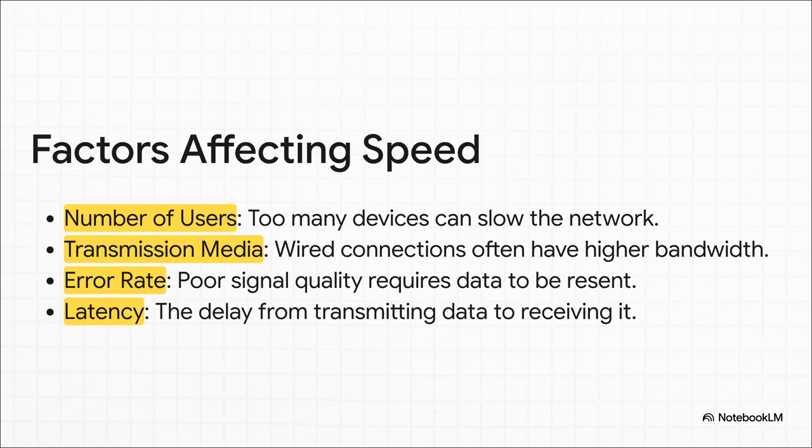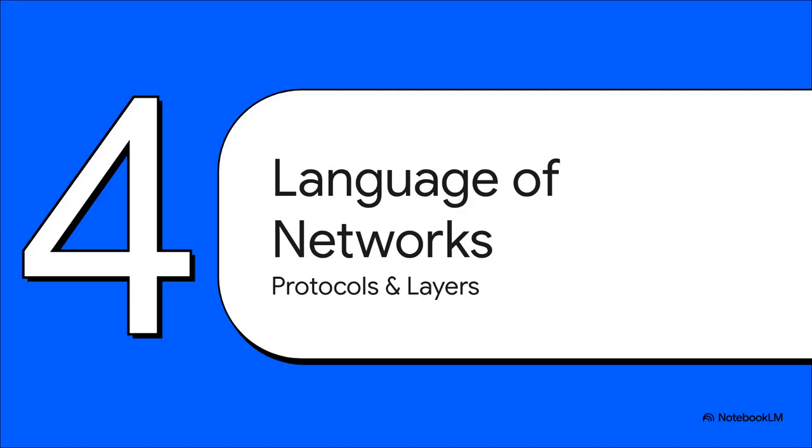And finally, there's latency, which is just a fancy word for a delay caused by the sheer physical distance the data has to travel. Now, with all these billions of devices and trillions of packets flying around, how does this system not just collapse into total chaos? The answer is that every single device, from your phone to a massive server, has agreed to speak the same language. They all follow a very strict set of rules, and these rules are called protocols.